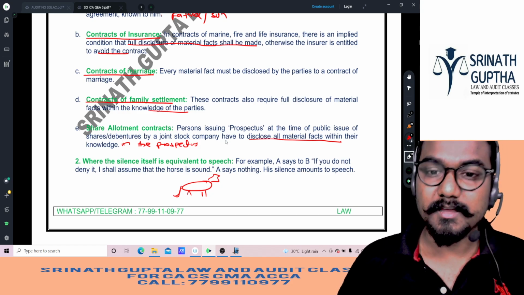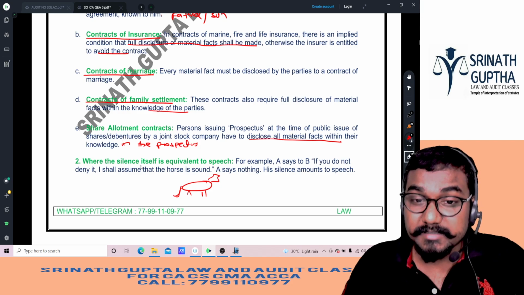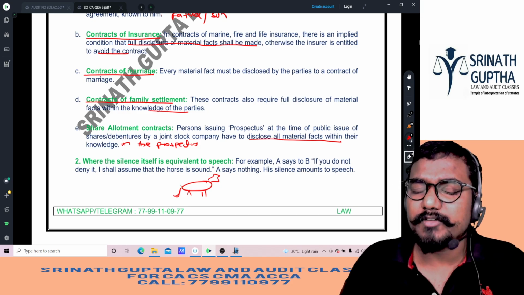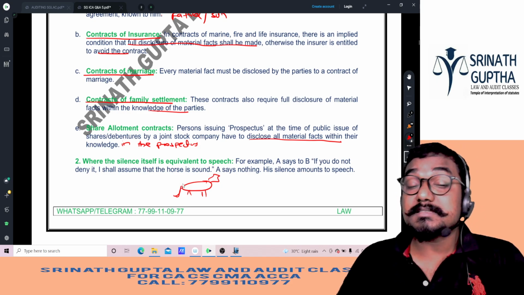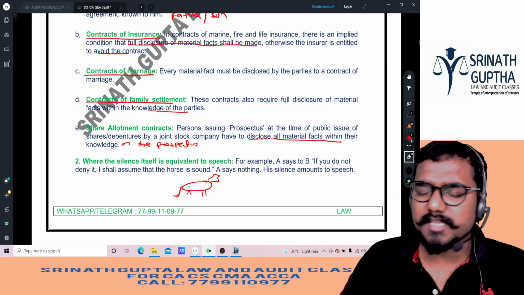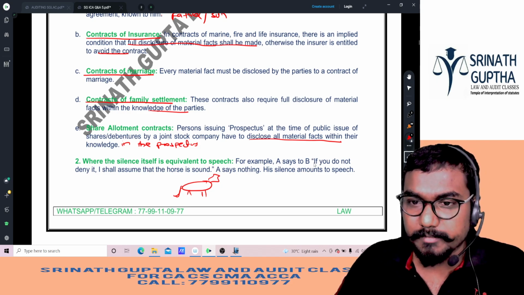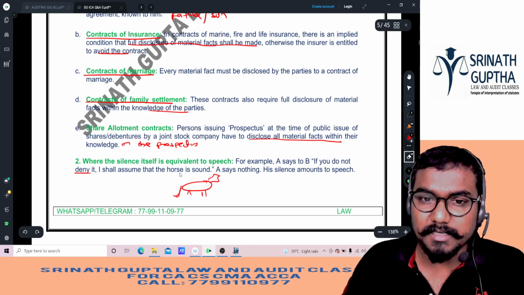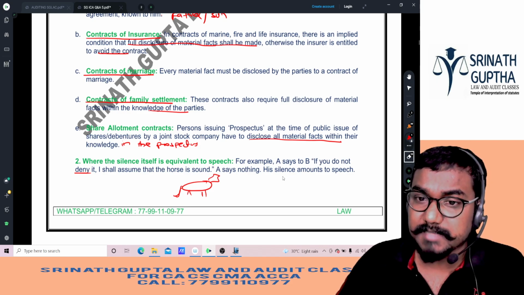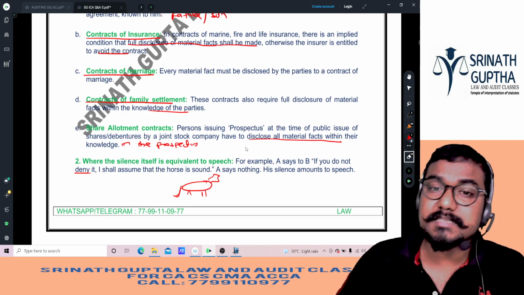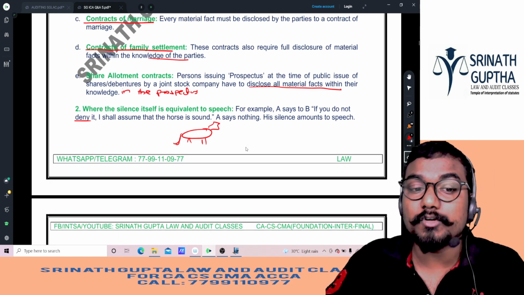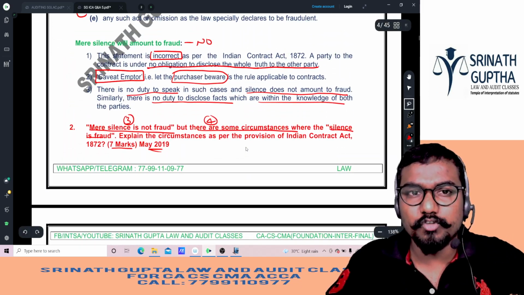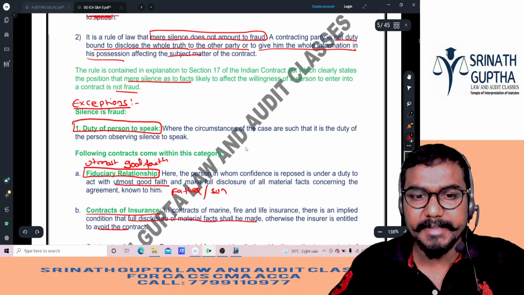Understood, beta? So where silence itself is equivalent to speech, here silence will amount to fraud. Because what he said, Rohit, Srinath sir, if you remain silent, I will assume it is a sane horse. Then I have to inform Rohit, don't assume like that, it is insane. For example, A says to B, if you remain silent, I shall assume that the horse is sound. A says nothing. Here his silence will amount to speech that the horse is sane and sound. So his silence will amount to fraud here. So this question was asked twice already. Whether silence will amount to fraud, and exceptions also, in 18 and 19.